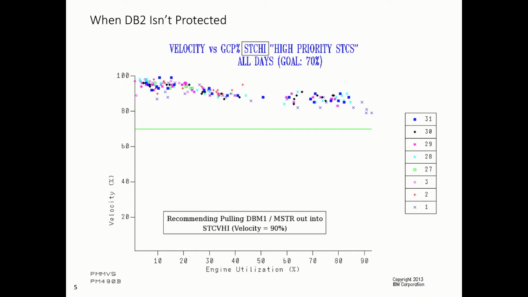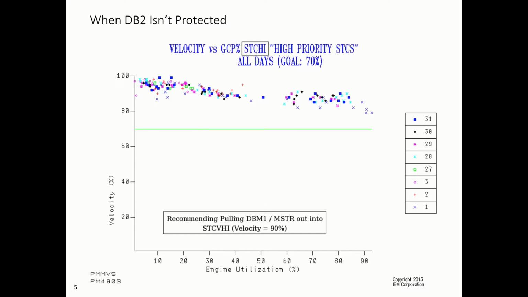So in this diagram, which I've used in a number of presentations actually, you should view it this way, that along the x-axis is, for this service class, which by the way is called STC high, the actual amount of CPU used in an RMF interval as a percent of a processor. Up the side is the velocity achieved in the RMF interval. For this service class STC high, which happens here to be helpfully documented or described as high priority started tasks.